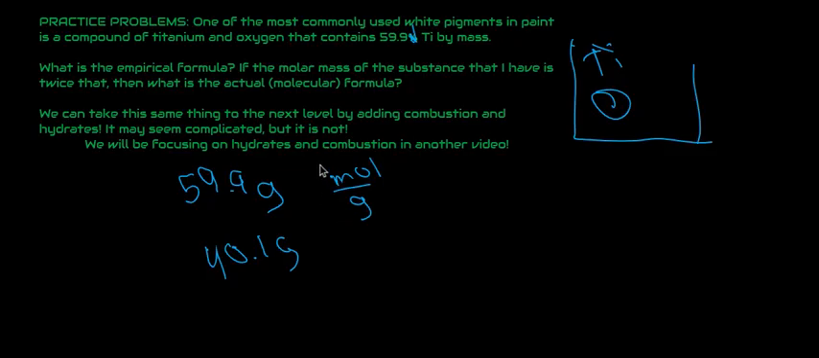in Zach's previous video, and just convert them both into moles. How many grams in 1 mole? 16. I do not have the molar mass of titanium memorized, so let's go ahead and look that up.